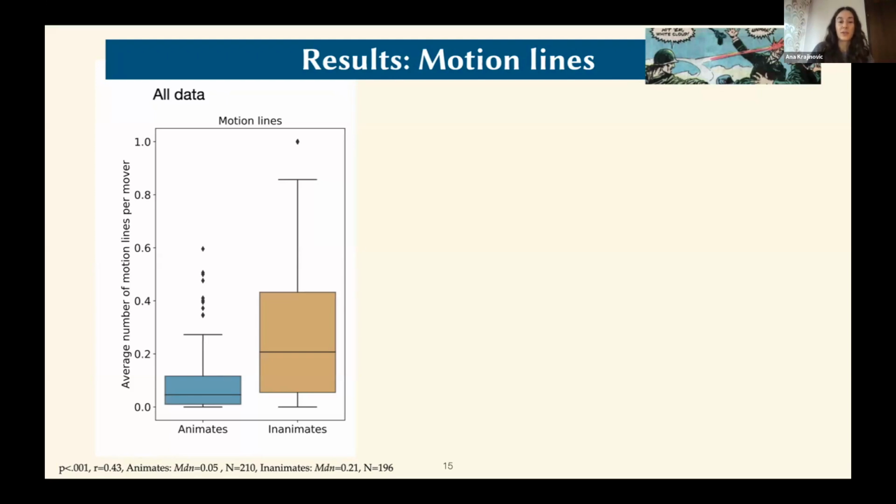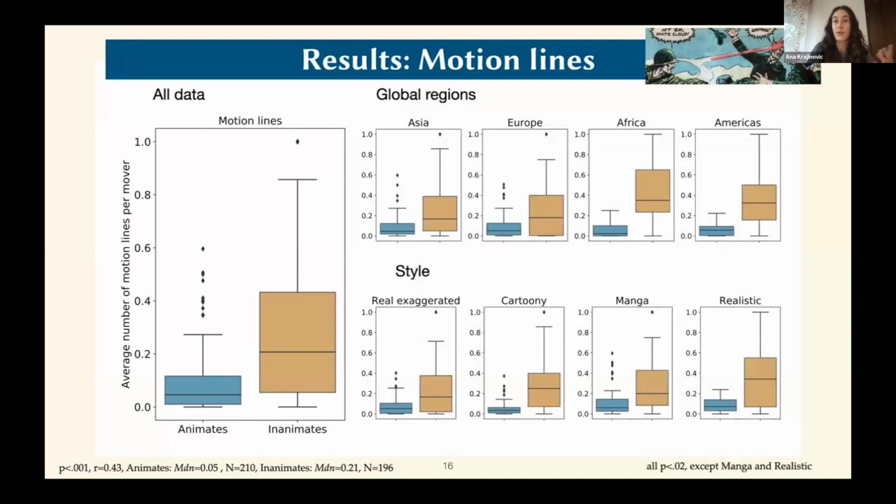And this is a very significant result, which we also find across all the different global regions, which we take as proxy for different cultural regions. And it is also the case across the different styles. Only two styles were not deemed significant in the post hoc analysis. This is manga and realistic, but the trend still seems to be consistent with our observations.